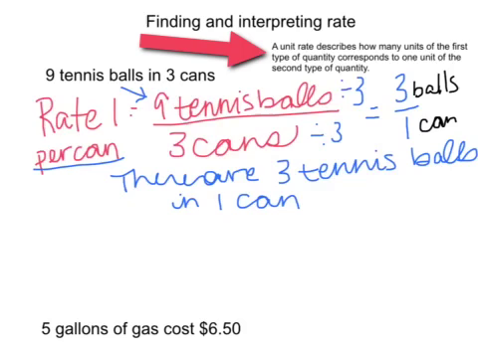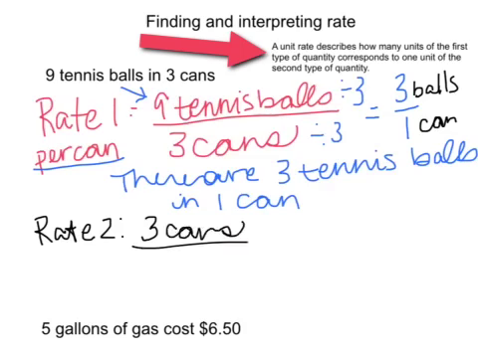Okay, so now there's a second way I can write it. So I figured out how many balls take up 1 can. So now I want to see how much of a can does 1 ball take up. So I'm going to do rate 2. And so I want to write it as there are 3 cans. 3 cans give me 9 tennis balls. Okay, so now I want to figure out how much of a can does 1 tennis ball take up.